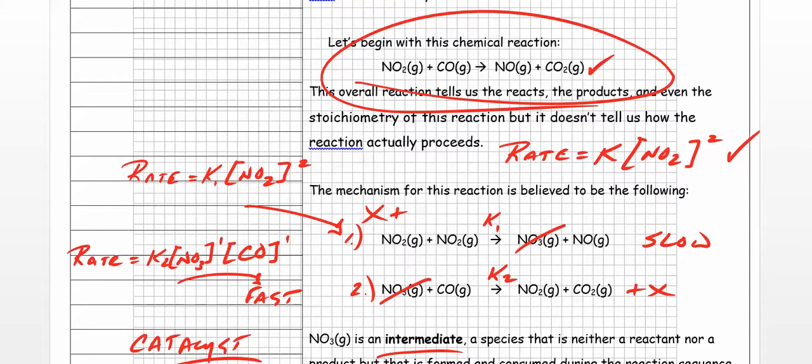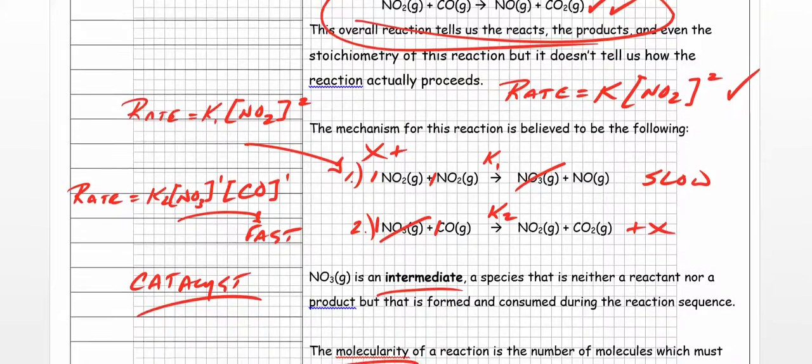So let me just review. For the overall reaction, the one we started with up here, you cannot tell what the rate law is until you've done experimental analysis. All right? Now, we did that experimental analysis. As it turns out, we got a rate equal to K times the concentration of NO2 squared. But for the individual steps of the mechanism, you can use the coefficients. So there's a 1 here, a 1 here, and a 1 here, and a 1 here. So you can use those coefficients in the rate law for the individual steps.